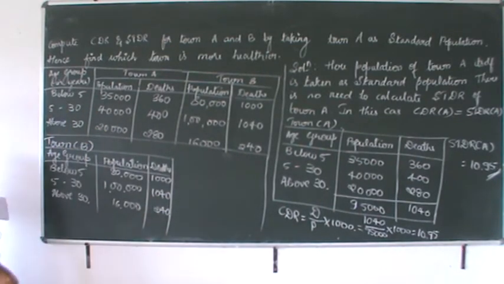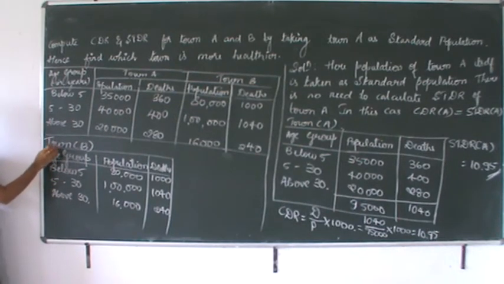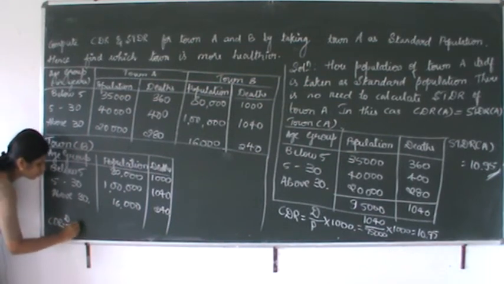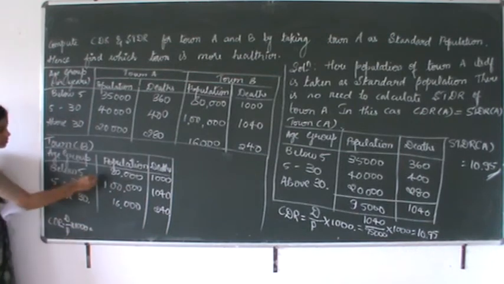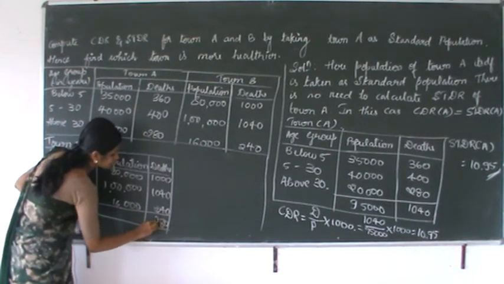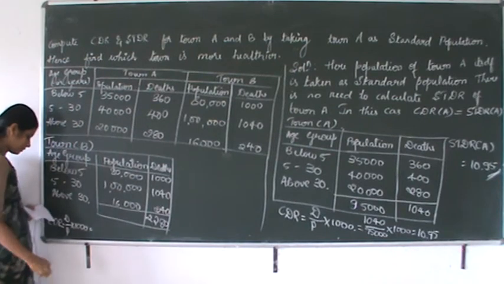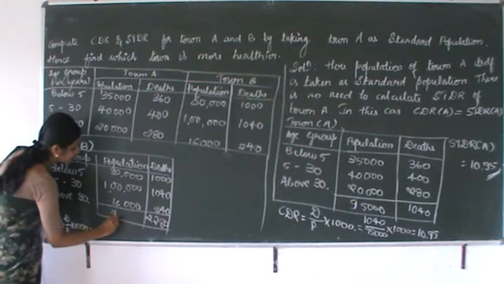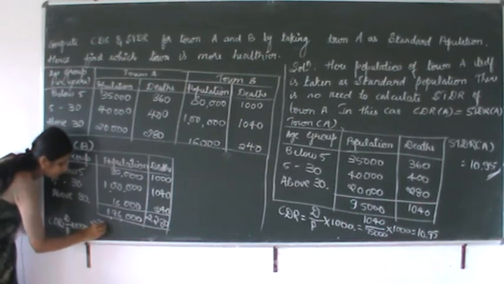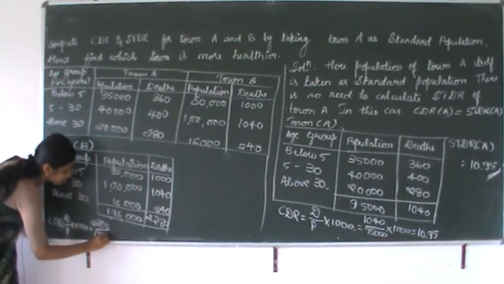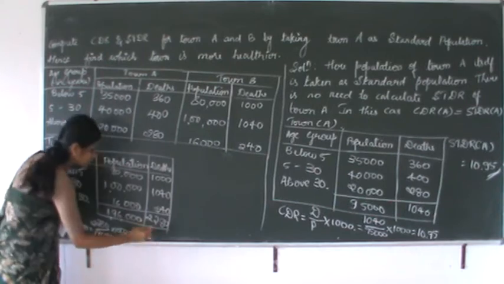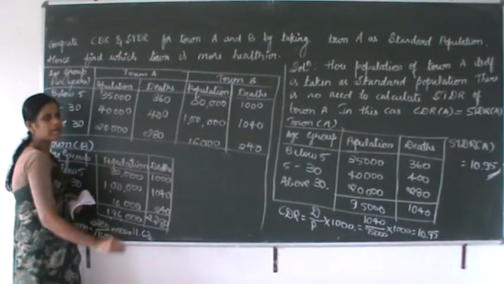First, we will calculate CDR for the population of town A. The CDR formula is CDR is equal to D divided by P into 1,000, where D is total of deaths and P is total of population. Total of deaths is 2,280 and total of population is 1,96,000. Now substitute in the formula: deaths 2,280 divided by population 1,96,000 into 1,000. The answer comes to 11.63.